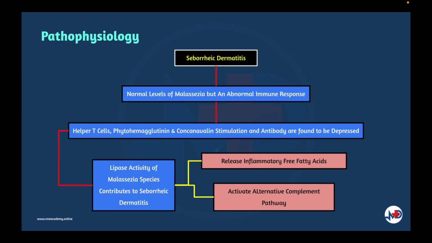In individuals with seborrheic dermatitis, it was found that there are normal levels of Malassezia but an abnormal immune response. Helper T cells, phytohemagglutinin and concanavalin stimulation and antibody titers are found to be depressed too. The contribution of Malassezia species to seborrheic dermatitis may come from its lipase activity, which causes release of inflammatory free fatty acids, and from its ability to activate the alternative complement pathway.